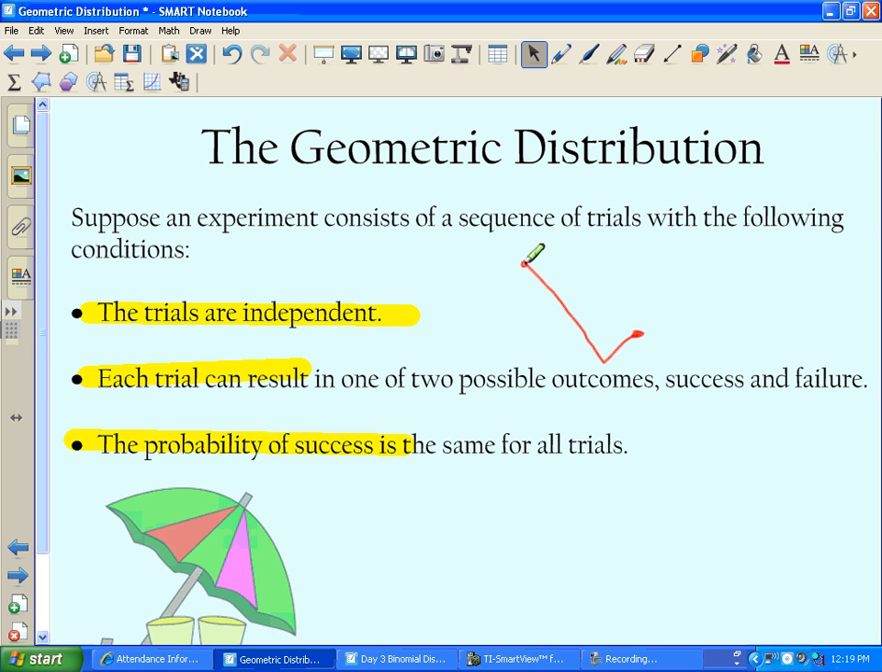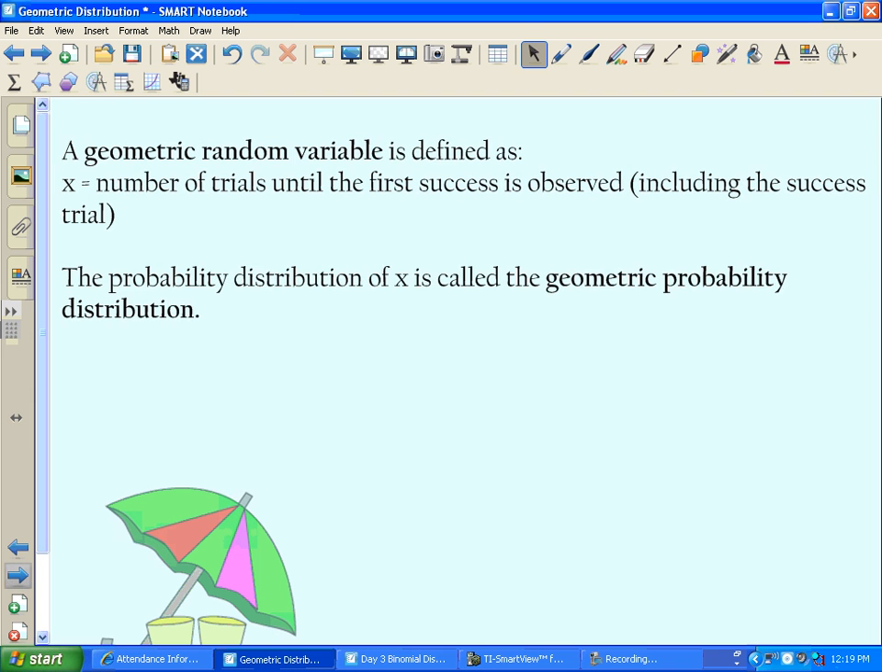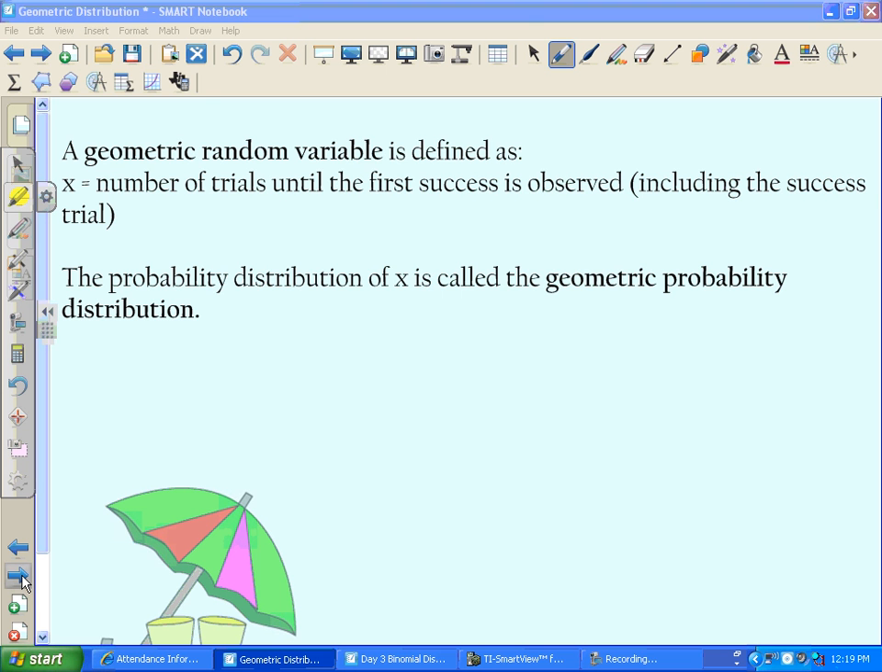Good? About that? I already told you guys this. You probably already had it down. Geometric random variable defined as x equals the number of trials until the first success is observed, including, this is another area that confuses students, including the success trial. That distribution is geometric. Again, binomial, geometric. Tomorrow we're going to look at normal distribution.